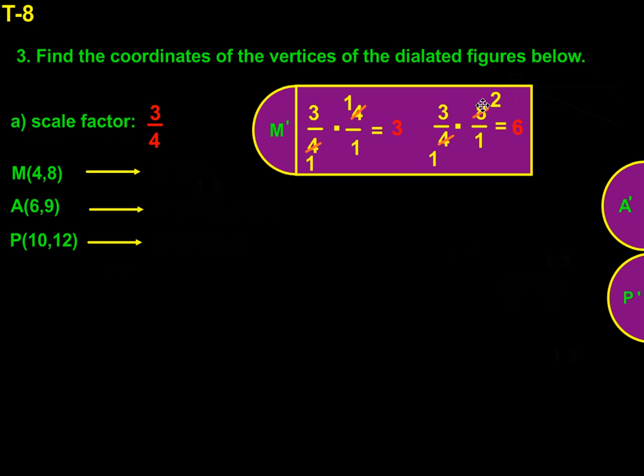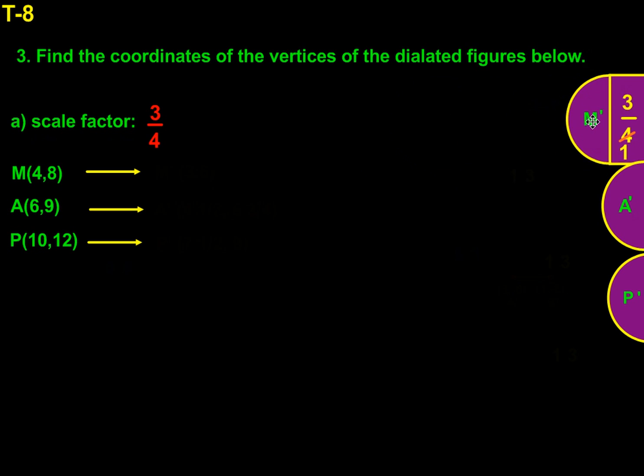And in this case, again, we're multiplying 3/4 by 8. It makes sense to do cross product because we're going to be able to reduce the 4 to a 1, the 8 to a 2. 3 times 2 is 6 over 1, which would be 6. So our M prime coordinates are going to be (3, 6), and we can list them right here.